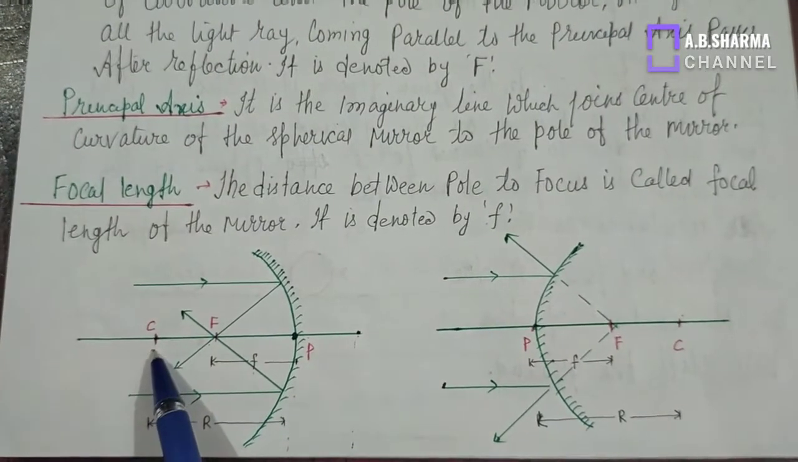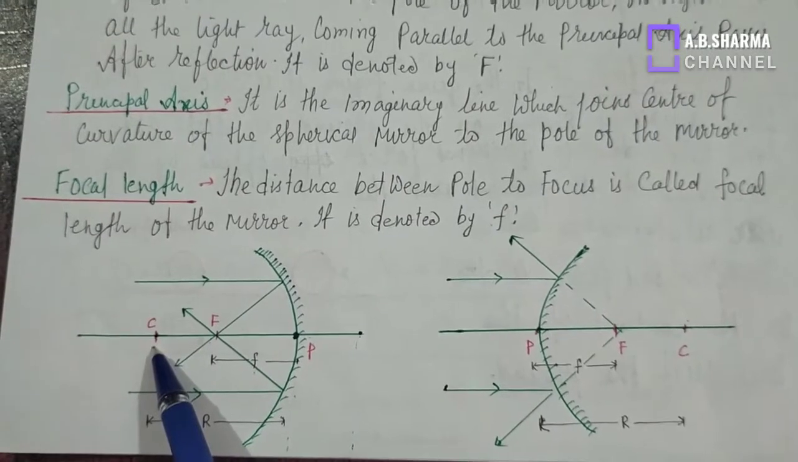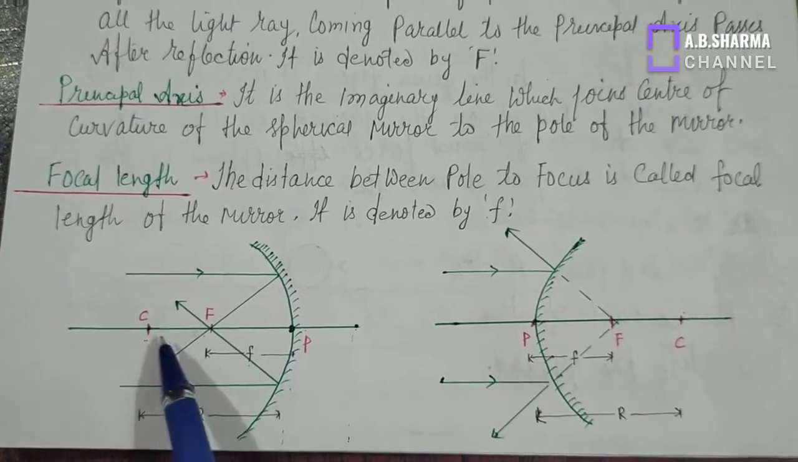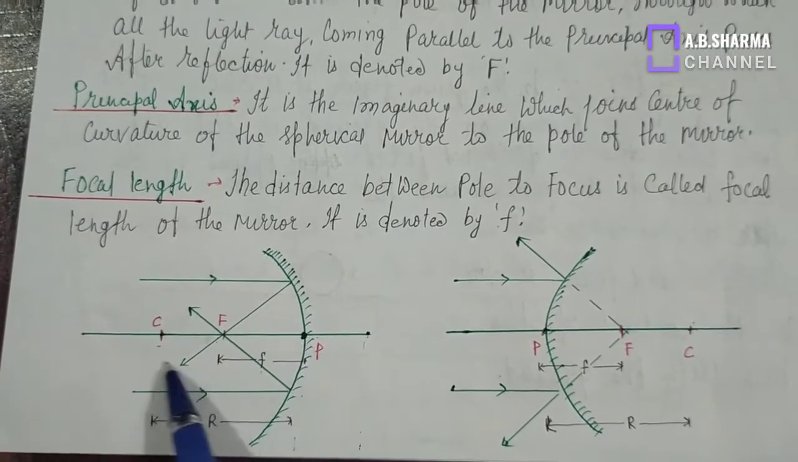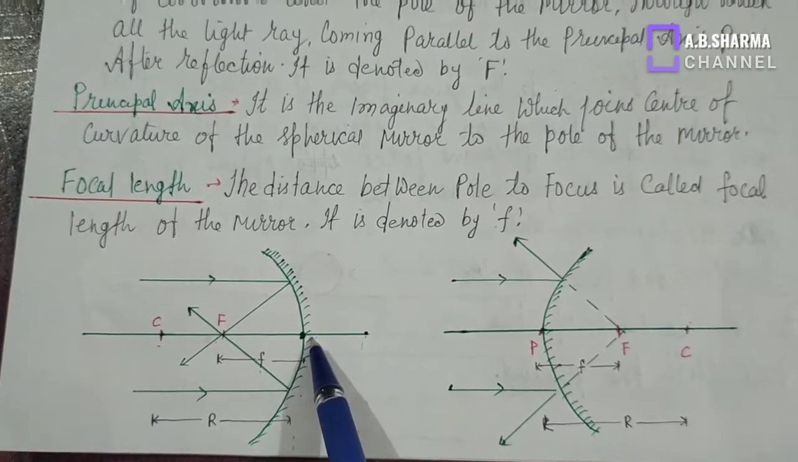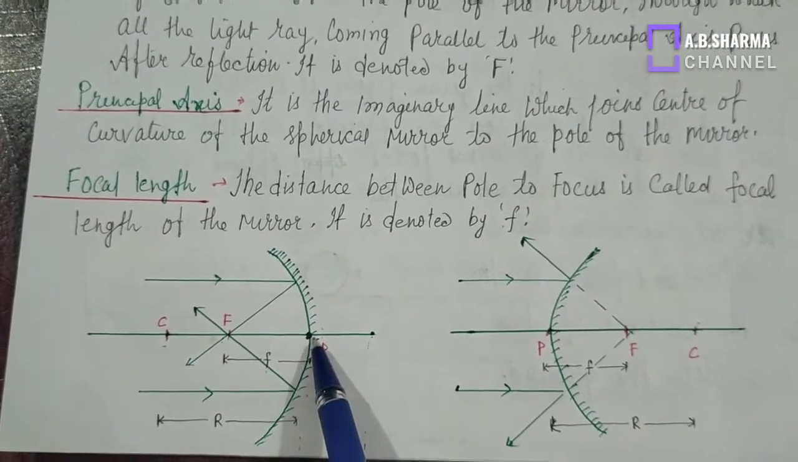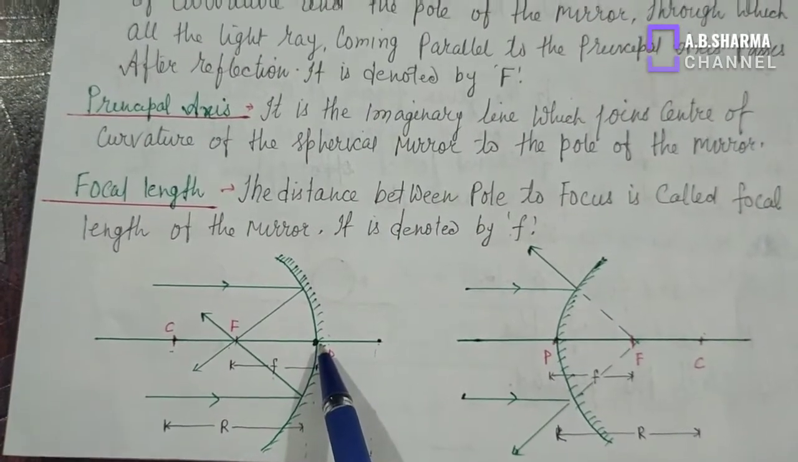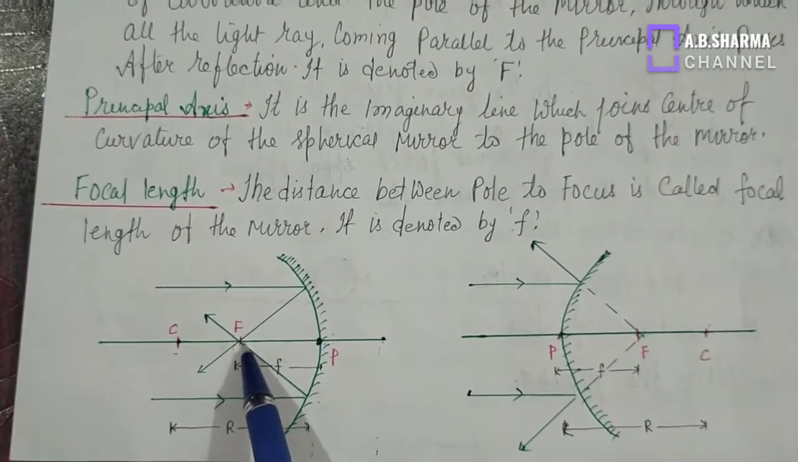That is center of curvature. The center of the imaginary sphere is called center of curvature. Radius of curvature. The radius of the imaginary sphere, that is CP, is called radius of curvature. Pole of the mirror, the central part or midpoint of the reflecting part, is called the pole of the mirror.